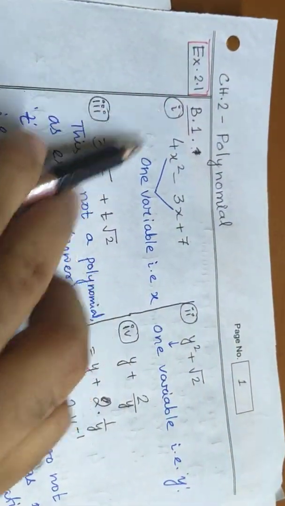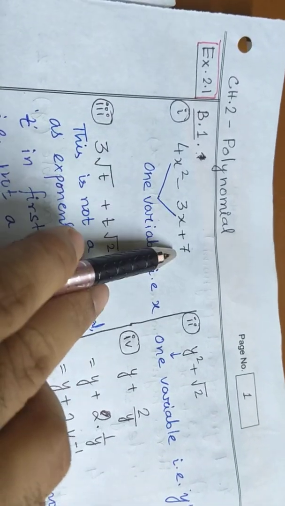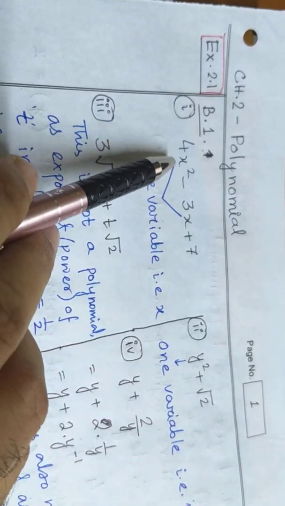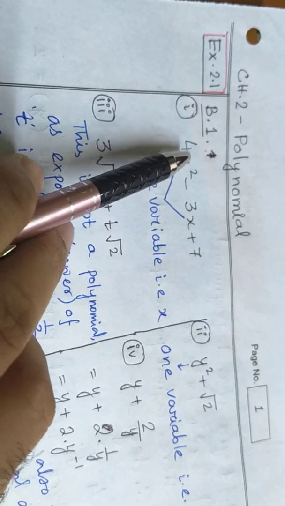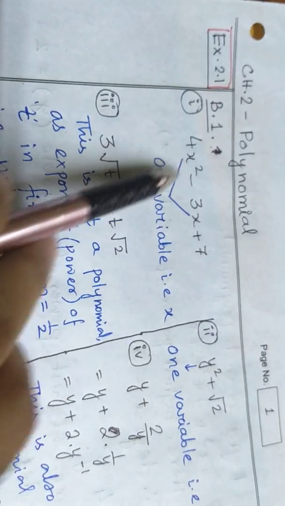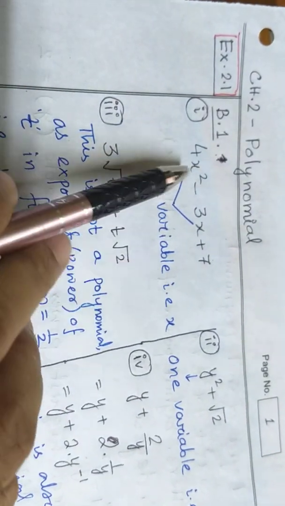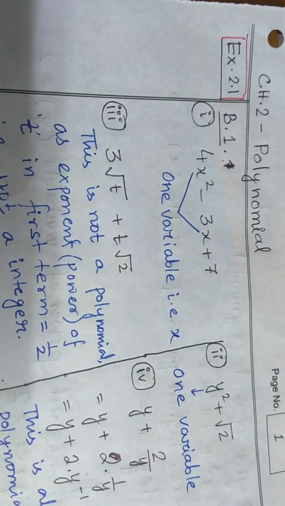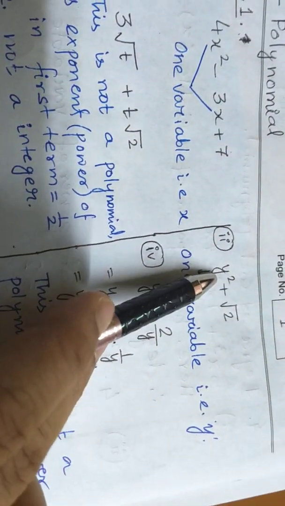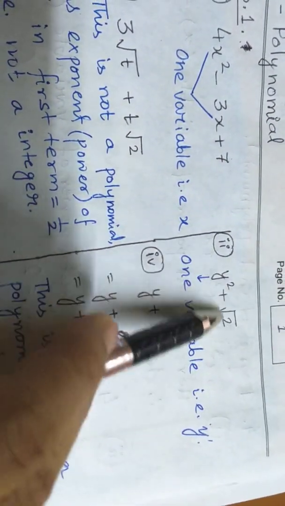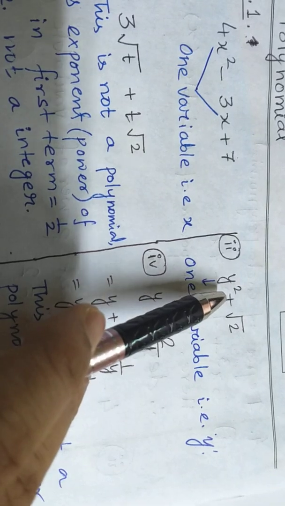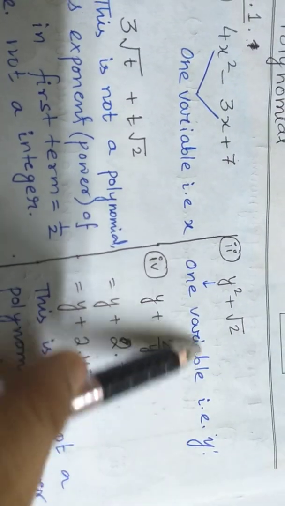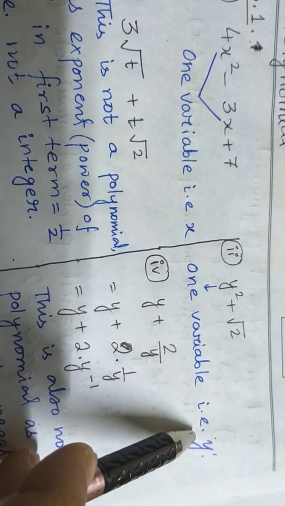Question number 1 is saying 4x square minus 3x plus 7. So you can see how many variables? One variable, here x is there. So there is one variable only, so this is a polynomial in one variable. Next, question number 2 is saying y square plus root over 2. You can see here also only one variable is there, only y. So it is also a polynomial in one variable, that is y.